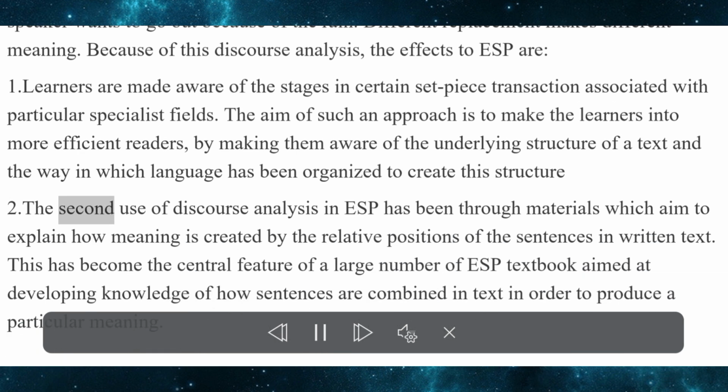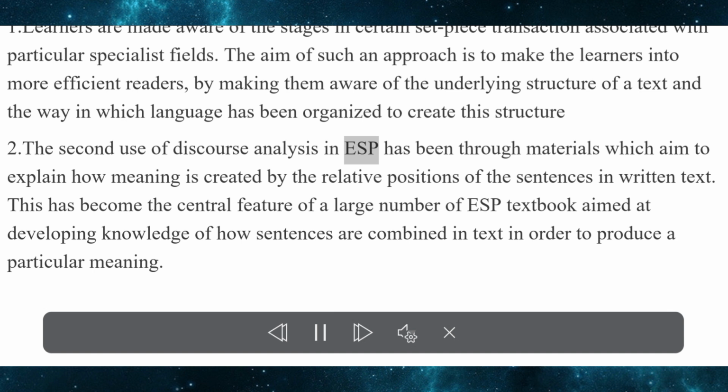2. The second use of discourse analysis in ESP has been through materials which aim to explain how meaning is created by the relative positions of the sentences in a written text. This has become the central feature of a large number of ESP textbooks aimed at developing knowledge of how sentences are combined in text in order to produce a particular meaning.